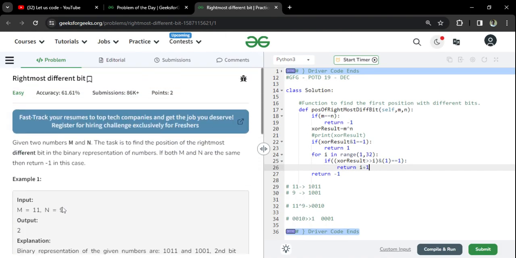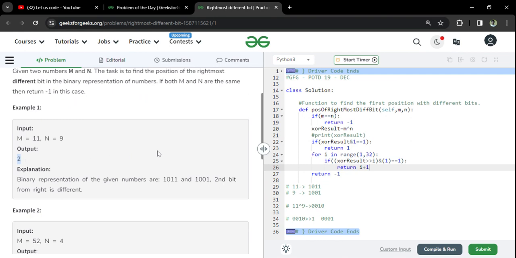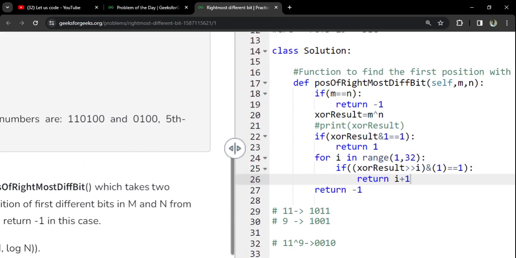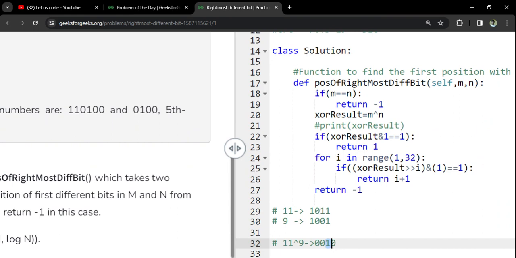See here, in this case, they have also written 2, right? They have not written 1 here. Why like that? Because it was the second place, right? This is second place from the right, right? That's what we are doing here.